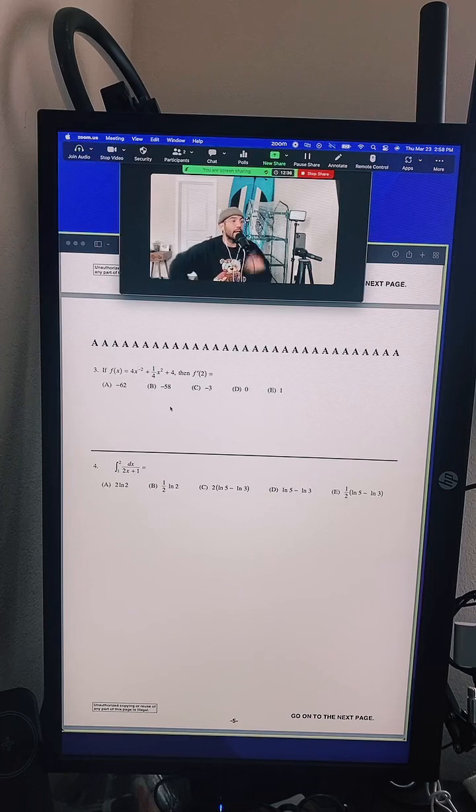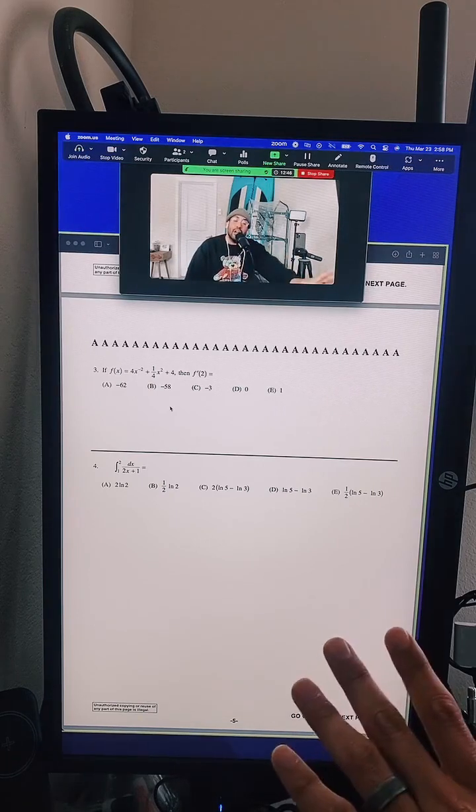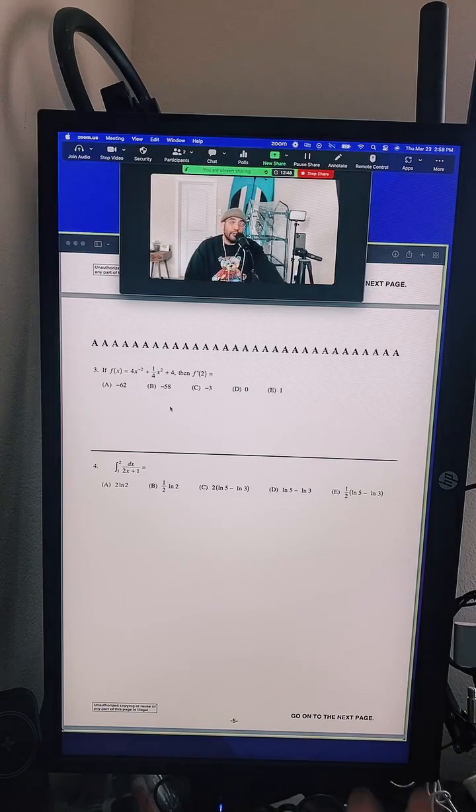Here we go. Number 3, they give you the function, and then they want you to find the derivative f prime at 2. By the way, this is an AP exam question. I forgot what year it is. So if you're understanding this, then you're going to have a really easy time when it comes to the AP exam. F prime of 2. First, we're going to go ahead and find F prime.